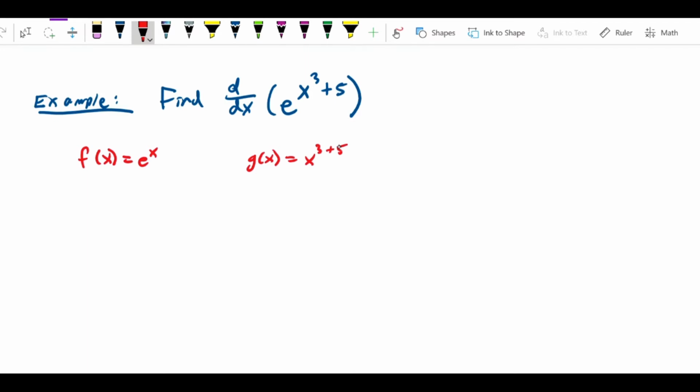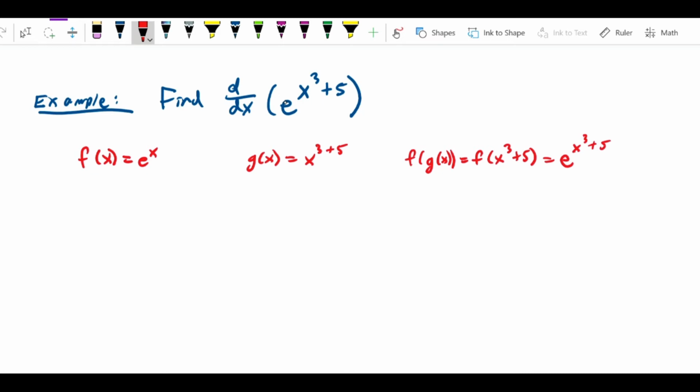If you want to convince yourself of that, just evaluate it using the functions I've given. So this means f of g of x is equal to f of x cubed plus 5. Since f of x is e to the x, that means I'm going to take this x and replace it by whatever's inside there. So that's e to the x cubed plus 5. So this is a very common situation where you have to recognize the exponent in an e to the something type function is really the inside function.